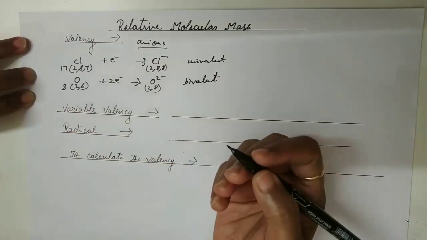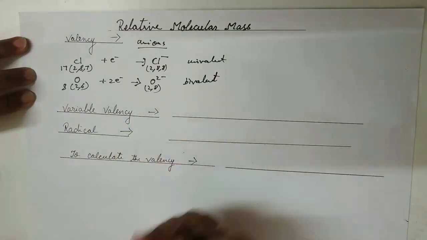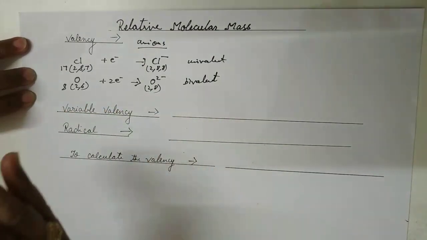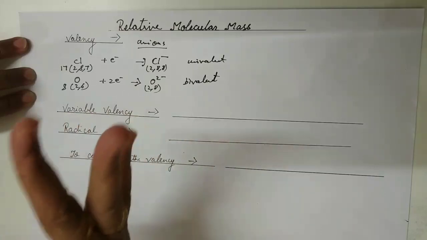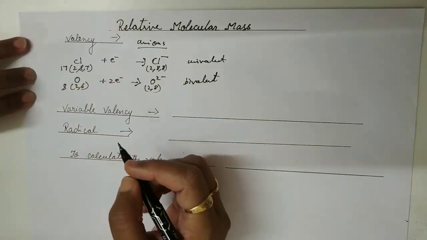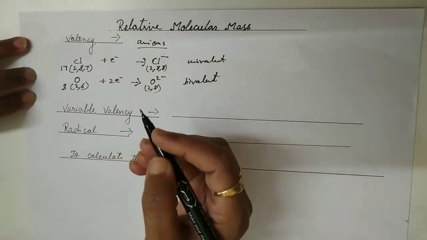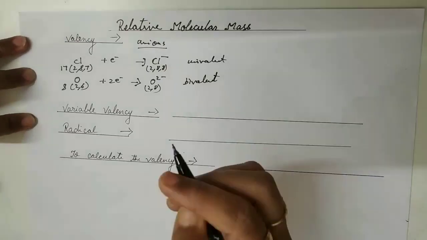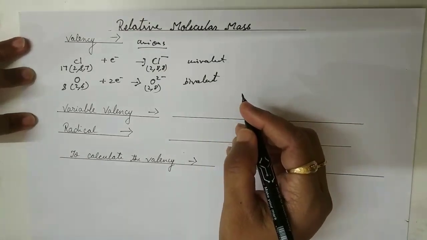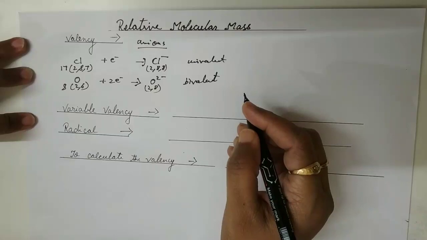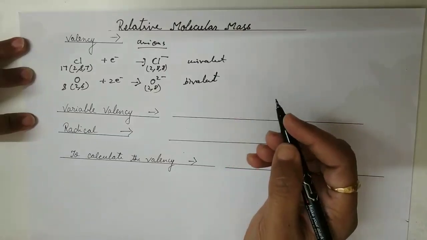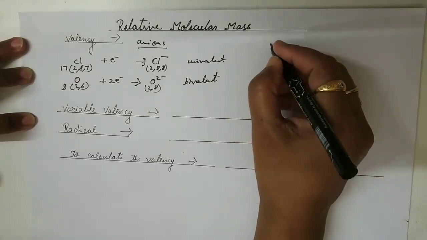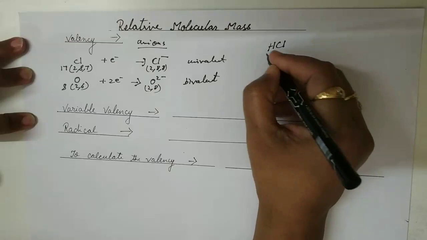Similarly, for nitrogen, you can try out yourself. Atomic number 7, electronic configuration 2, 5. It will need 3 electrons and it will become N3- anion. I'll give you one small example of sharing, because we will do more of sharing, donating, accepting in another chapter. So just one example, say we are talking about the compound hydrogen chloride.